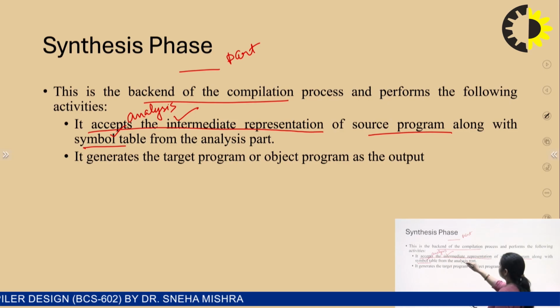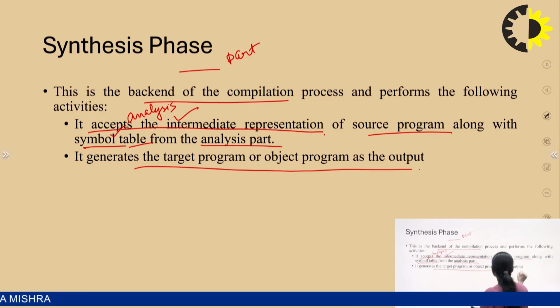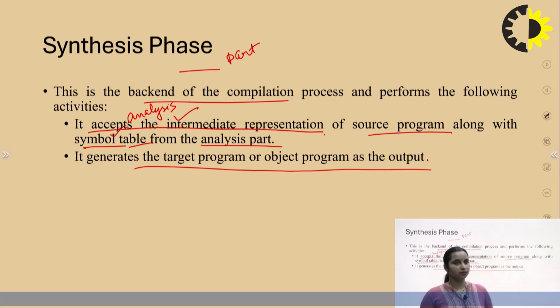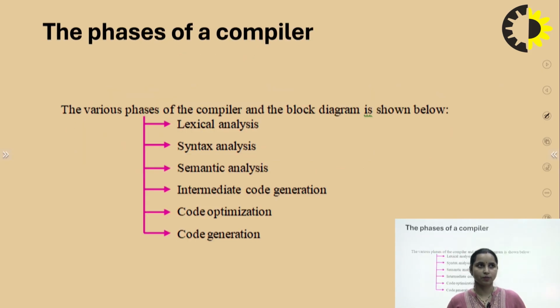So it accepts the intermediate representation along with the symbol table from the analysis part, and then it generates the target program or object program as the output. It receives these things from the analysis part, and then it converts them and generates the target program as an output. So this is the synthesis part.